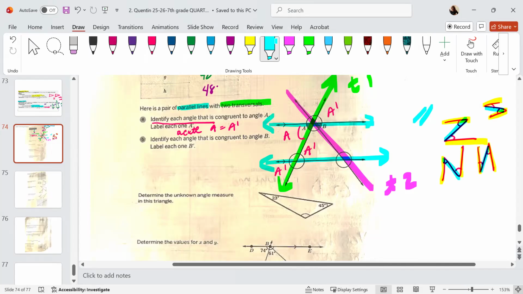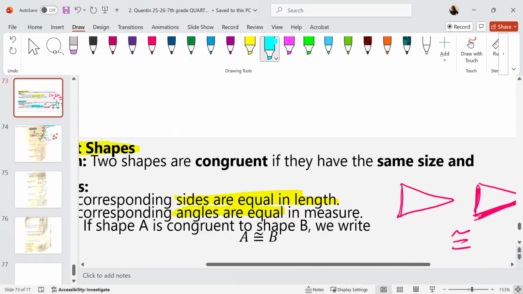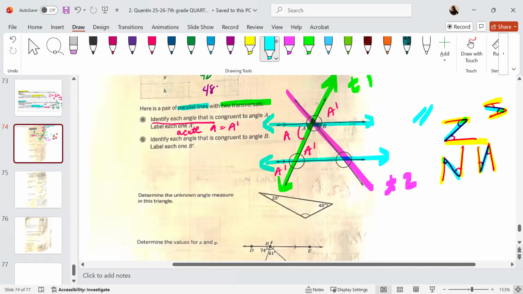So you can't have two transversals making a Z. Does that make sense? I see what you're saying though, but it doesn't work that way. It has to be on the parallel lines. The Z and the N have to have two parallel lines, like the set of parallel lines. And the transversal is the blue line that goes through them.